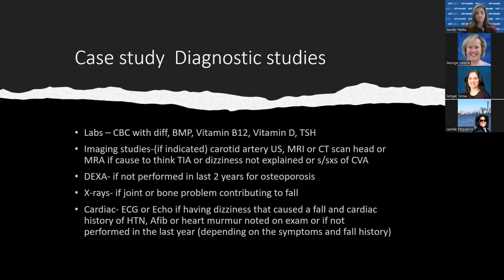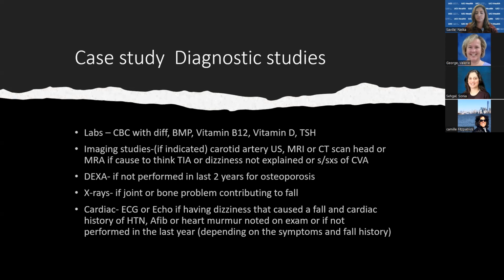So in the case study, these are some diagnostic studies that I may do. I don't do all of them. It all depends on the person or what they have. So I can order labs: CBC with differential looking for anemia, basic metabolic panel if there's any electrolyte imbalance, B12 for proprioception problems, vitamin D, she has vitamin D deficiency, and thyroid also can cause risk if it's high or if it's low, for falls. Imaging studies, it just all depends.